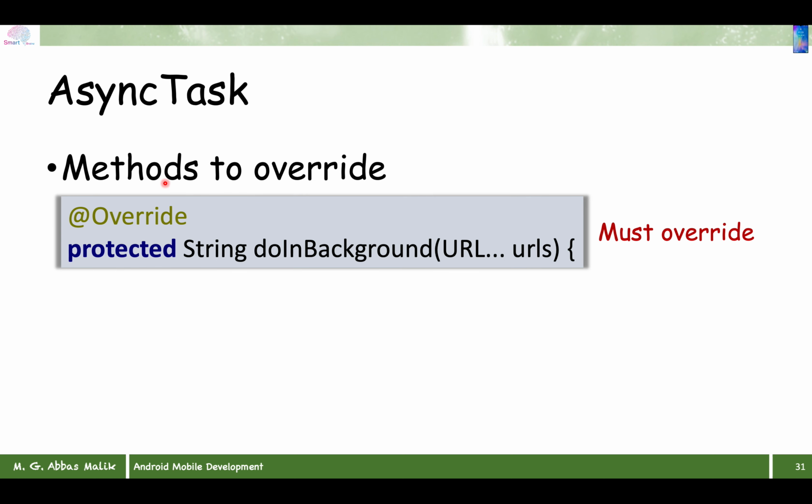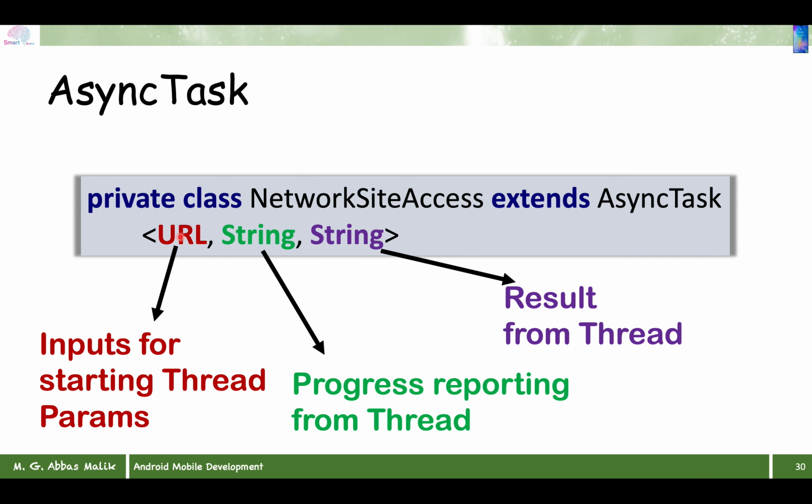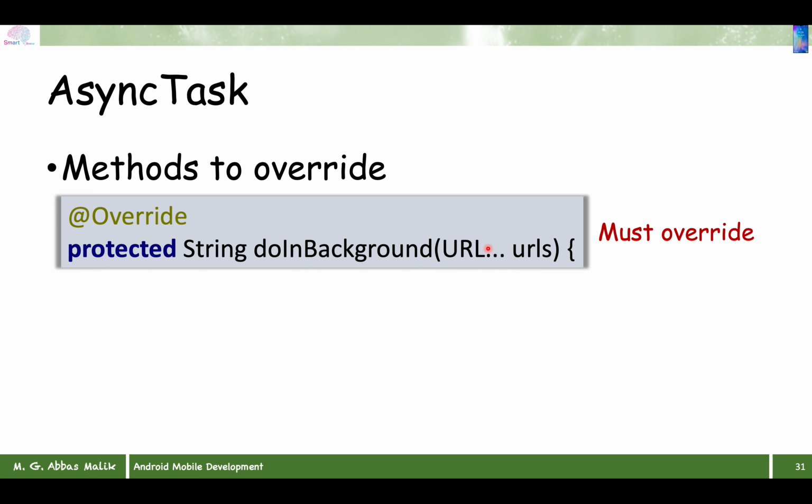So we need to override a method, doInBackground, which must be overridden. That is where you are actually performing that specific database operation. So it should be protected string doInBackground. Whatever parameters you have defined here will be passed as a list to this method, and then it will perform the function that you want done inside a separate thread than the main one.